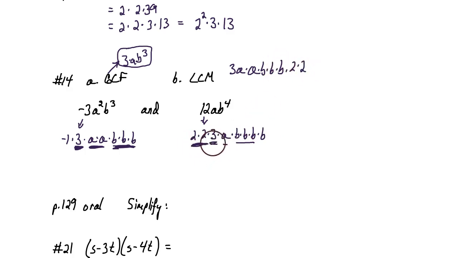We already used the 3. We already used an A. But we only had 3 B's so far, and this has a 4th one. So add that to the list. Now multiply this all together. 3 times 2 times 2 is 12. A times A is A squared. And the 4 B's are B to the 4th power. Here's our least common multiple.